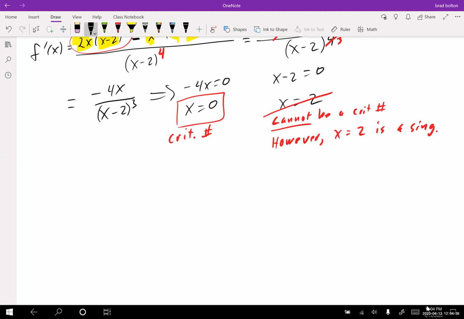So I'm going to build my little sign chart. And I'm going to use my critical number and my singularity. Some students I have seen, I don't do it this way, but some students put a little circle around that to remind them that that is not defined there. So some students do that.